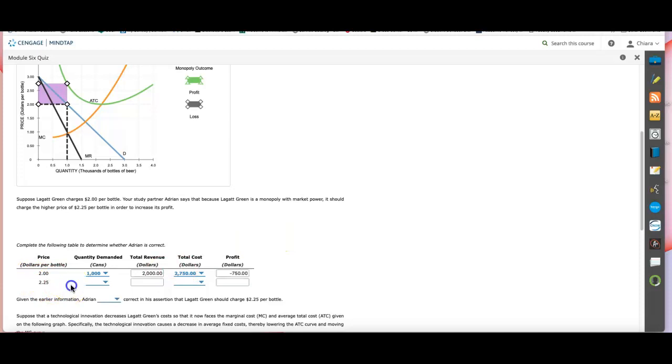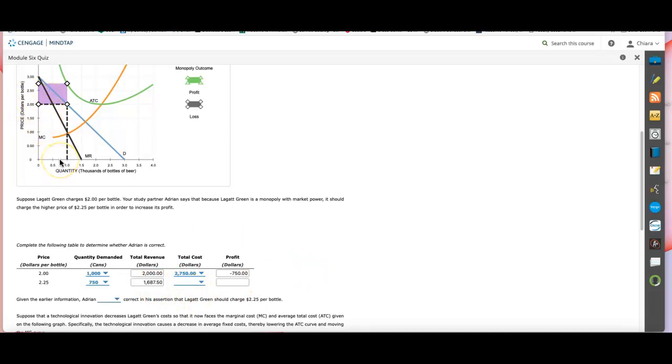Now let's move to the 2.25 scenario. What if the price was a little higher? At 2.25, what is the quantity demanded on the curve? It looks like it's somewhere in between 500 and 1,000. So I'm going to say 750. What is the total revenue? It's going to be 2.25 times 750 equals 1,687.5. What is going to be the total cost?